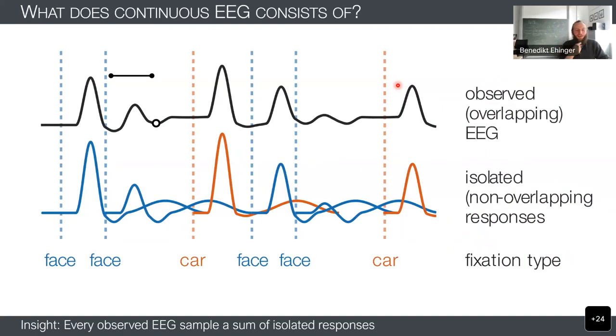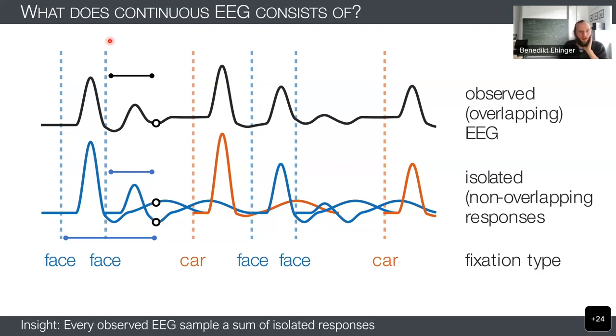Okay. Now, if we go one step back to this image that we had before with the overlapping EEG, we really think about the relation of this overlapping ERP and the underlying isolated event response. If I take one of these samples here, I could see that this is actually the sum of this and this, and they have different distances to the actual events that they occur after. This one here is a late response to this event, and this one is an early response, after 100 milliseconds, and maybe this one is only after 300 milliseconds. That's already quite interesting.